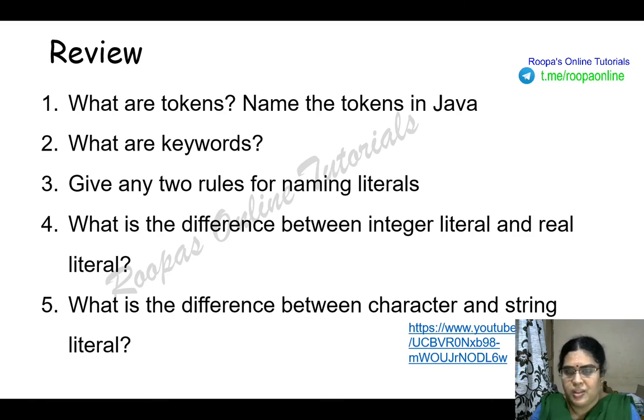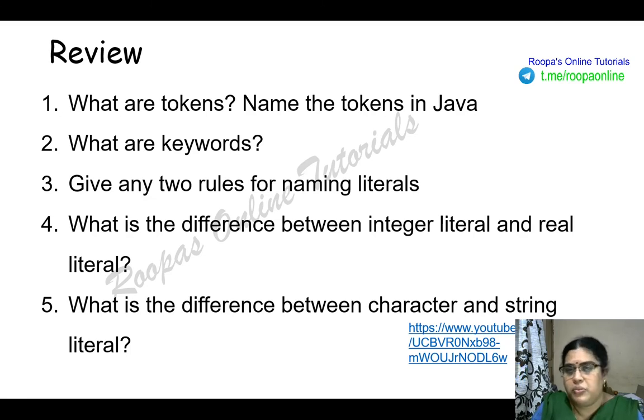What are tokens? Name the tokens in Java. The smallest individual unit of a program. The 5 tokens are keywords, literals, identifiers, operators and separators. And then 2 rules for naming identifiers, any 2 rules. They cannot begin with a digit. They have to begin with a character. They cannot have blank space between them. And then they cannot be keywords. Any 2 rules you can learn.